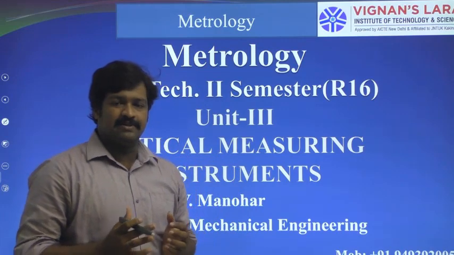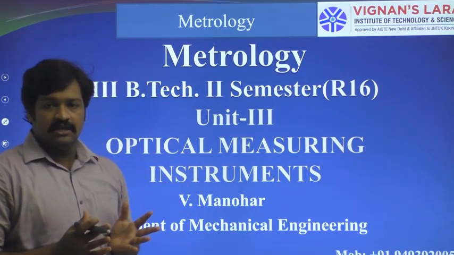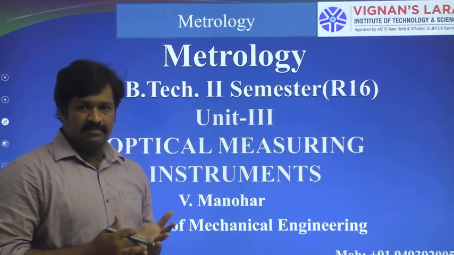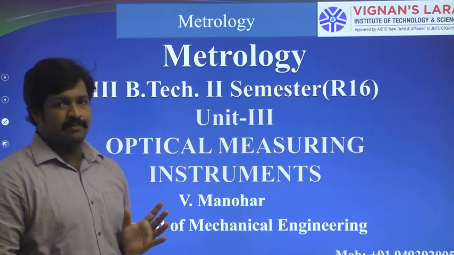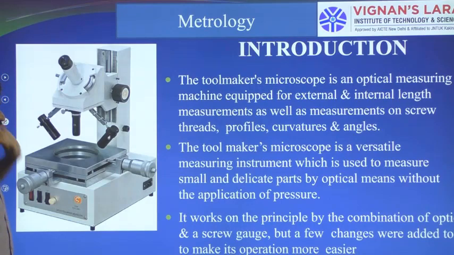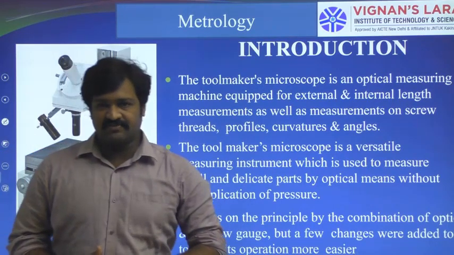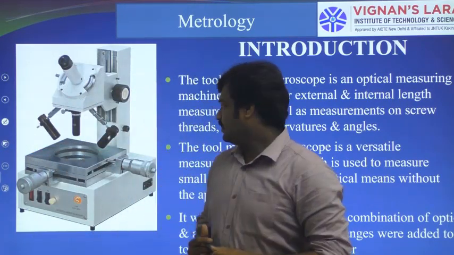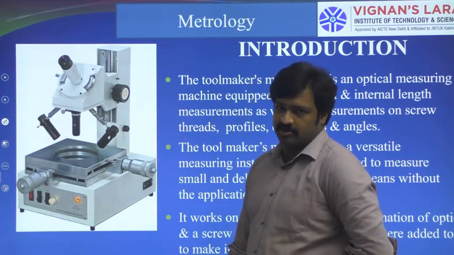So earlier, the instruments' working principle was based upon mechanical means. Now the working principle is based upon optics. So those are called optical measuring instruments. Among them, the first one is the tool maker's microscope. This is the schematic of the tool maker's microscope.